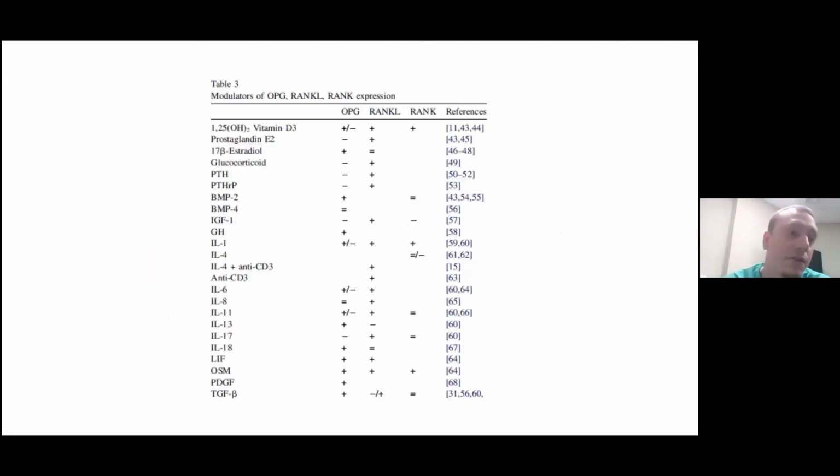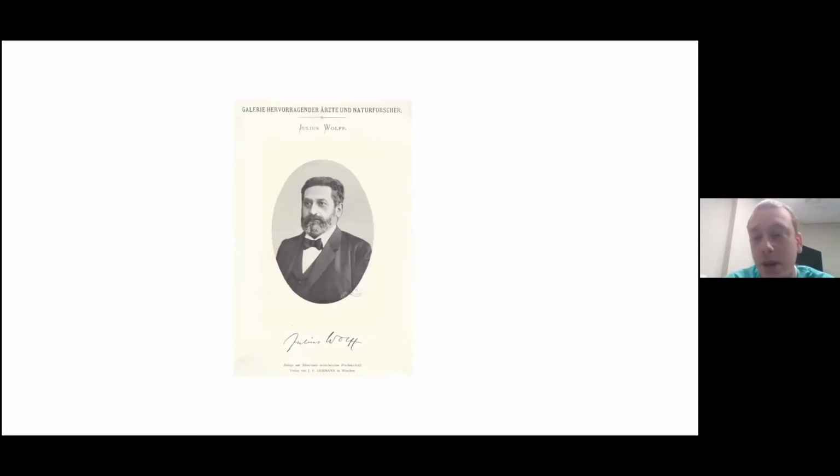And if you look at the different systemic molecules that have significant effect on bone resorption, they to some extent influence this RANK ligand and OPG axis. Some examples are vitamin D, estrogen, glucocorticoids, and PTH. Now that we understand the basics of osteogenesis and bone remodeling, we can introduce another dimension of biomechanics. Here is a picture or an illustration of Dr. Julius Wolff, who was a surgeon, and he was one of the pioneers to introduce the concept of mechanotransduction.